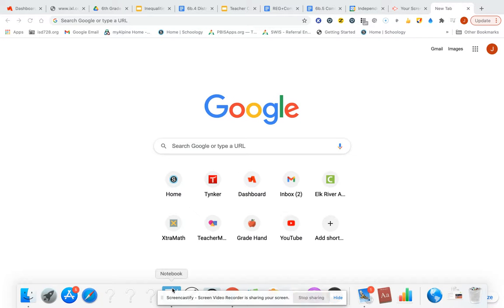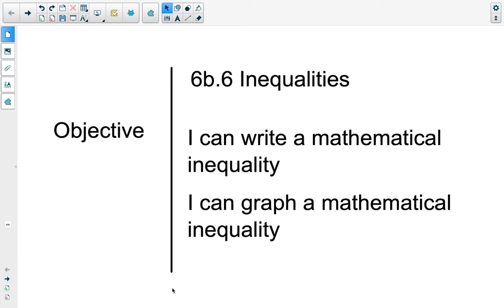Hi everyone. Today we're going to be looking at inequalities, our lesson number 6B, part 6, inequalities. And our objective is to write a mathematical inequality and graph a mathematical inequality.